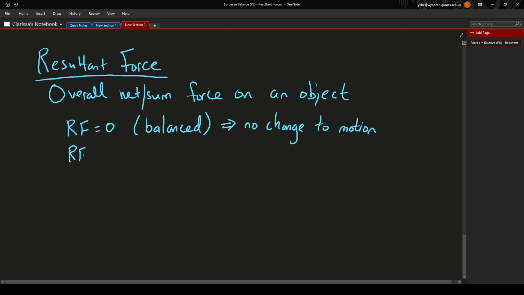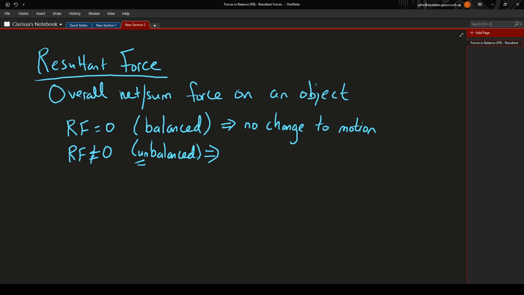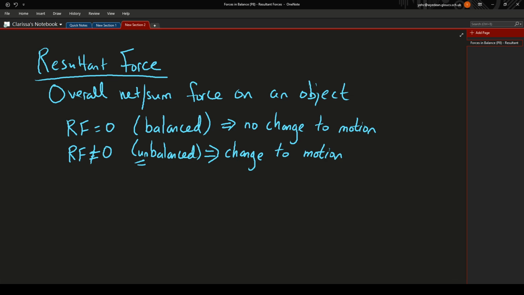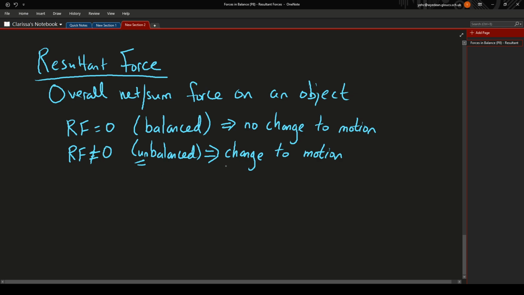But if the resultant force is an actual number that isn't zero, like 1, 2, 0.5, whatever, then that means that all of the forces acting on the object are not balanced. They haven't perfectly canceled each other out. There is going to be a new force that represents all of the forces acting on the object that isn't zero, and that means that there is going to be a change to the object's motion, meaning it's going to speed up or slow down. There's going to be something about its motion that changes, or it starts moving or stops moving, whatever the case may be. But there is going to be a change.